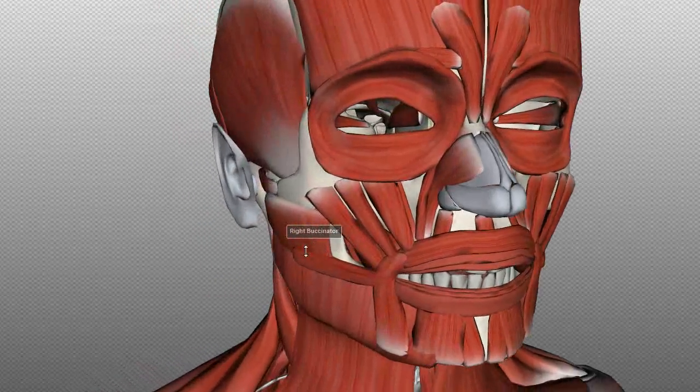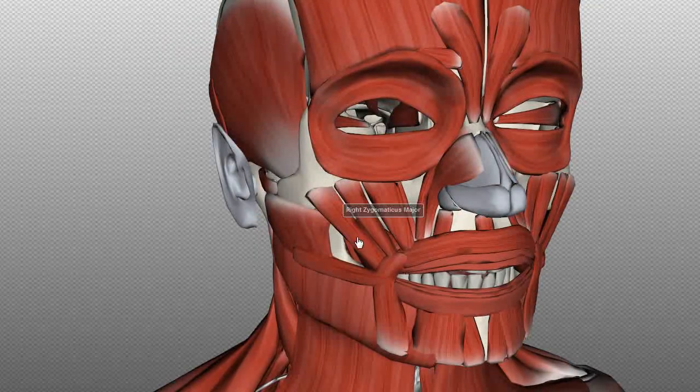So moving superiorly, we've got the zygomaticus major. And again, looking at the point of insertion, you can see that when this muscle contracts, it will draw the corner of the mouth in an upward and lateral direction. And just adjacent to the zygomaticus major, you've got the zygomaticus minor. What this muscle does is it inserts onto the upper corner of the mouth, and it draws the lip upwards.